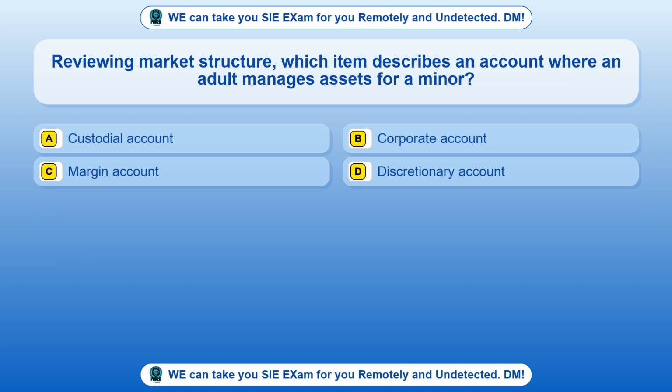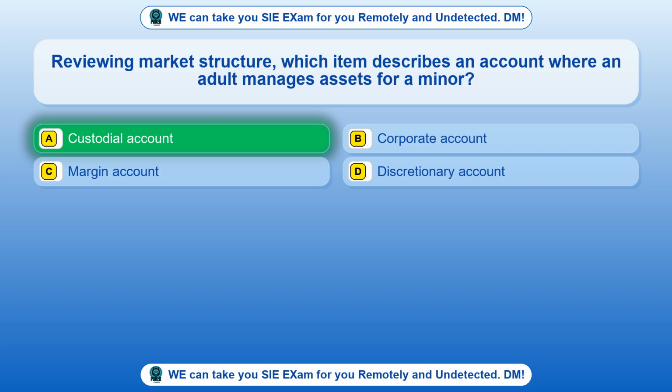Question 9. Reviewing market structure, which item describes an account where an adult manages assets for a minor? Option A, custodial account. Option B, corporate account. Option C, margin account. Option D, discretionary account. The correct answer is option A, custodial account.